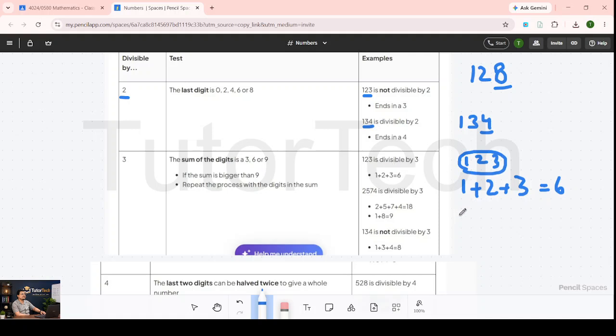Let's say we have another number, 2574. When you sum up all of these digits, 2 plus 5 plus 7 plus 4, you get 18. And if you split the 18 into 1 plus 8, it gives you 9. So this number 2574 is also divisible by 3.